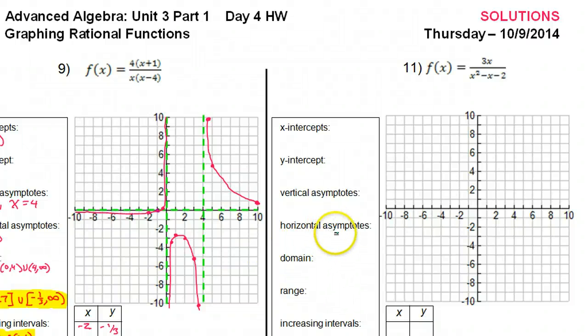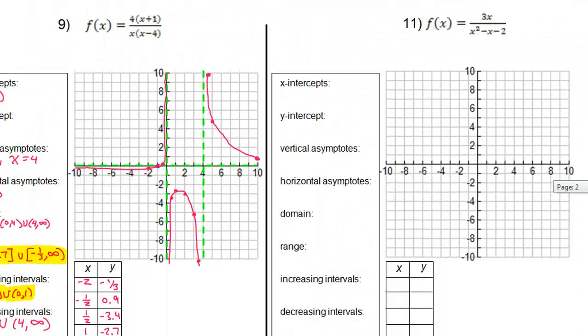Alright, this is part 5 of our lesson on graphing rational functions. I'm finally getting to the last video. This is crazy. So number 11 is where we're picking up at.